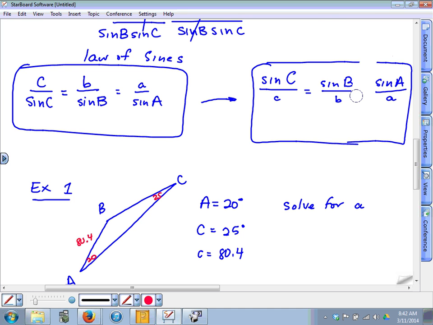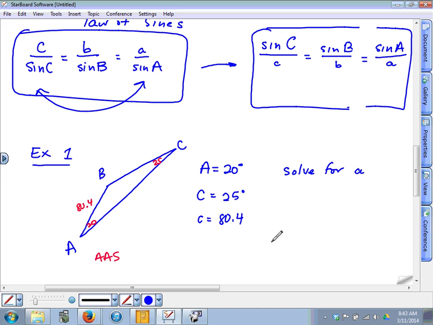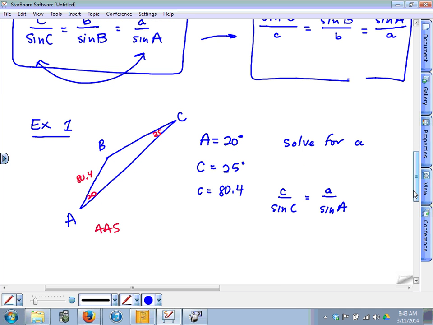So with the information that we're given and what we're looking for, what two pieces would you suggest we use? These two right here, because we're looking for little a. Whatever you're looking for, it's easiest if you put that variable on the top of a fraction and not the bottom. So I'm going to use little c over sine C is equal to little a over sine A. So fill in what you know and then solve for what you don't know.